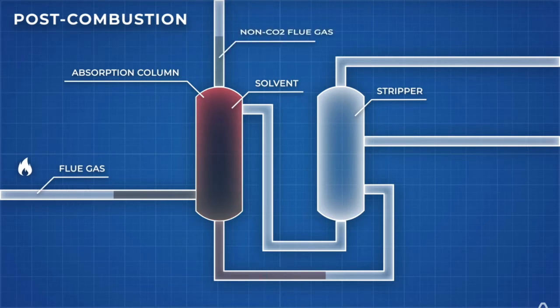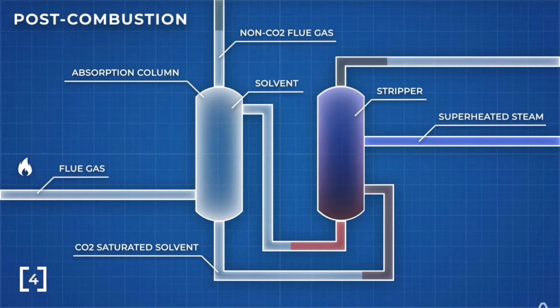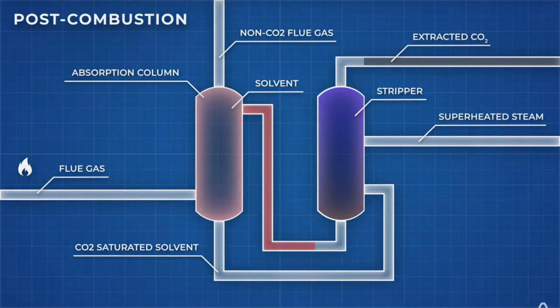In the most widely used system, once the chemicals in the absorber column become saturated, a stream of superheated steam at around 120 degrees Celsius is passed through it. This releases the trapped CO2, which can be transported for storage elsewhere.